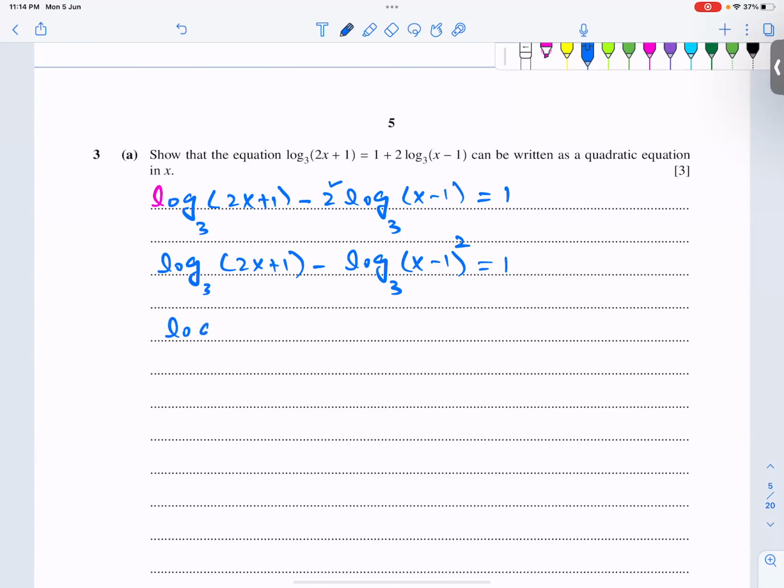Now you have studied the property of log with division. This will be log of 2x plus 1 divided by (x minus 1) whole square, with base 3, equal to 1.